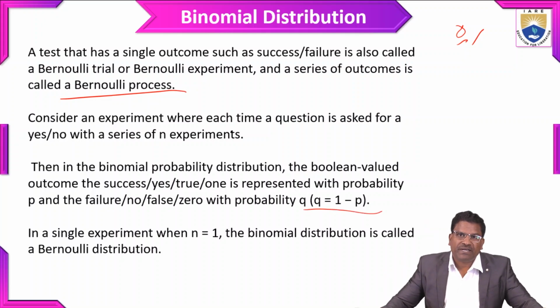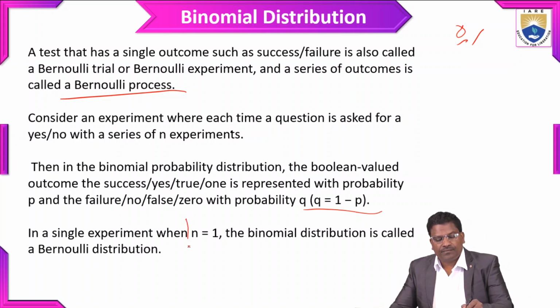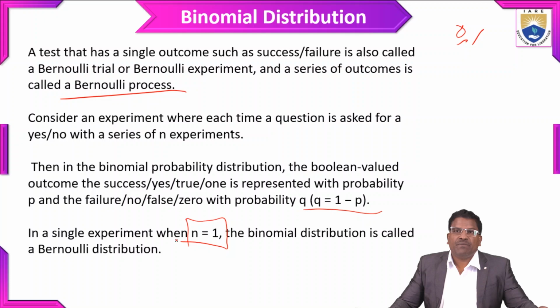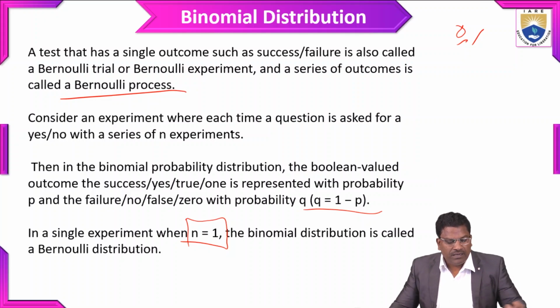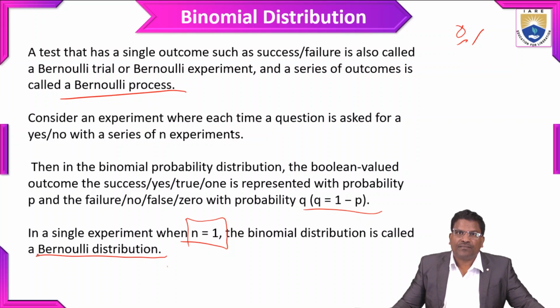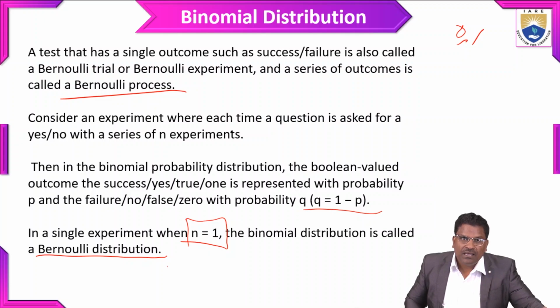In a single experiment, when n is equal to 1, the binomial distribution is called a Bernoulli distribution, I told you earlier. If the number of trials is 1, that experiment is called a Bernoulli experiment, Bernoulli trial, and that process is called a Bernoulli process.